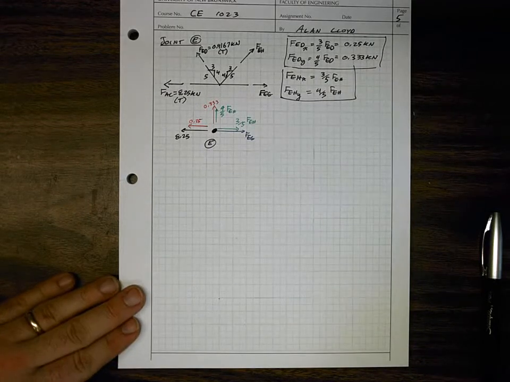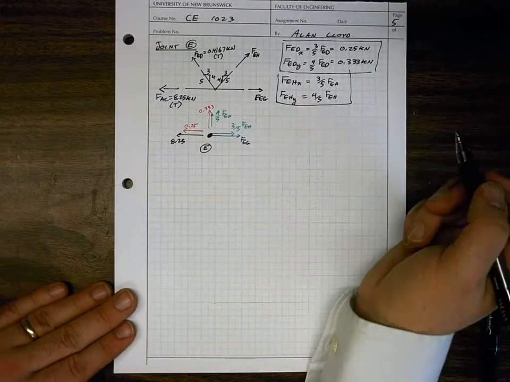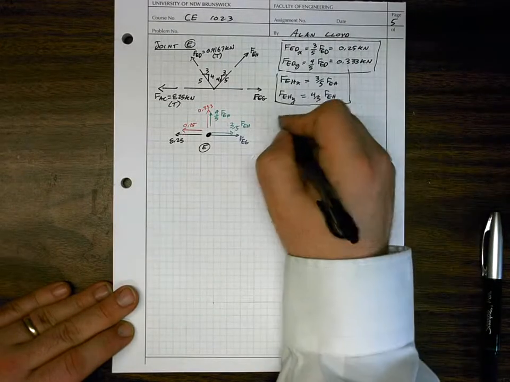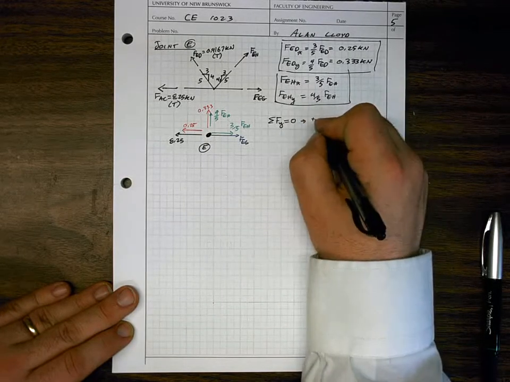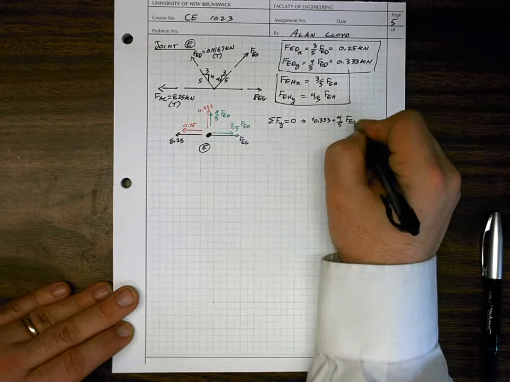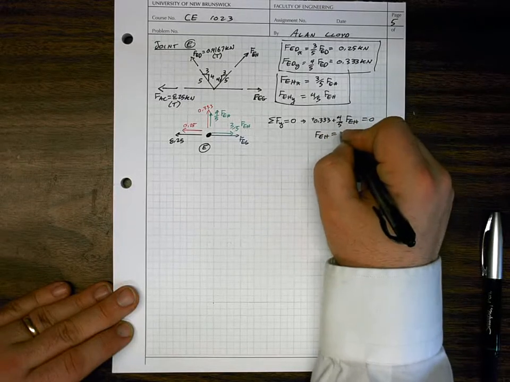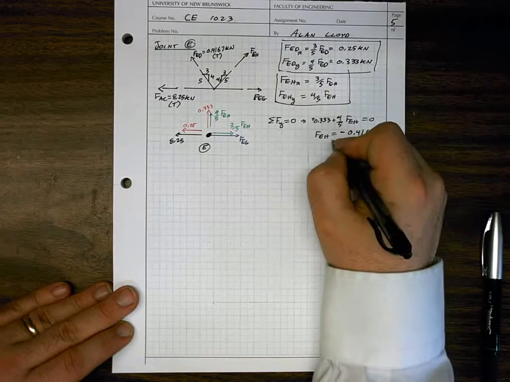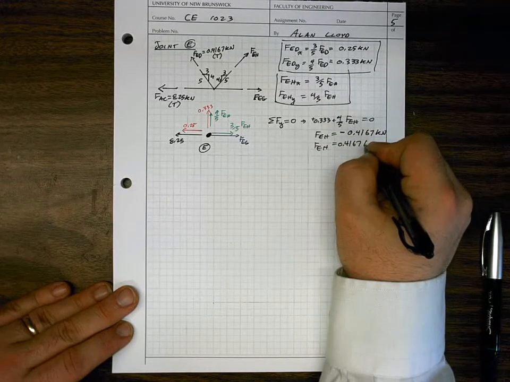At this point, our next step is to apply equilibrium. So we'll apply sum of forces in x and y. Once again, if we apply sum of forces in y first, we can directly solve for a value. So let's do that first. This means that we have plus 0.333 plus 4 over 5 FEH is equal to 0. It gives us FEH is equal to negative 0.4167 kilonewtons, which is FEH is equal to 0.4167 kilonewtons in compression.